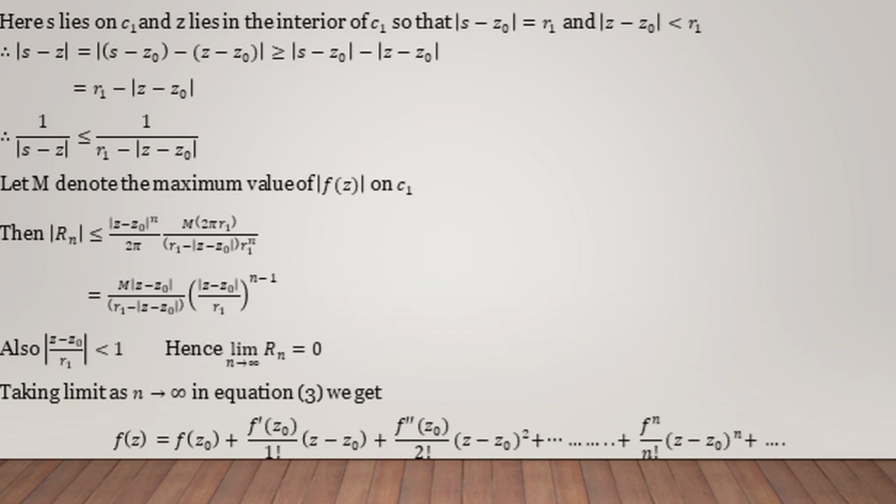Let M denote the maximum value of modulus f of z on C1. We take a value M so that we substitute in Rn, that is modulus Rn is less than or equal to modulus z minus z0 power n divided by 2 pi into M into 2 pi r1 divided by r1 minus modulus z minus z0 into r1 power n. So by factorizing we will get M into modulus z minus z0 divided by r1 minus modulus z minus z0 into modulus z minus z0 divided by r1 power n minus 1. Also we get that modulus z minus z0 divided by r1 is less than 1.